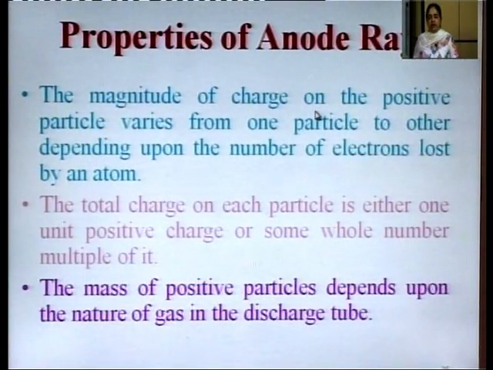The magnitude of charge on the positive particle varies from one particle to other, depending upon the number of electrons lost by an atom. The total charge on each particle is either one unit positive charge or some whole number multiple of it. The mass of positive particles depends upon the nature of gas in the discharge tube.